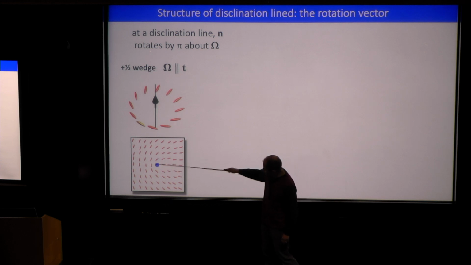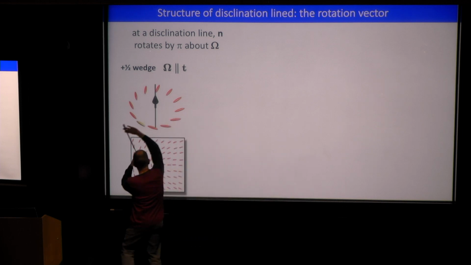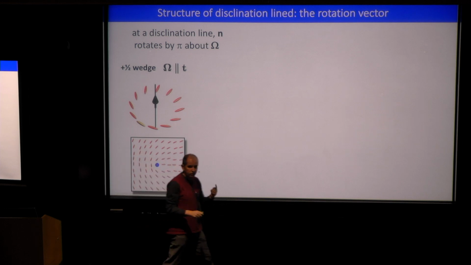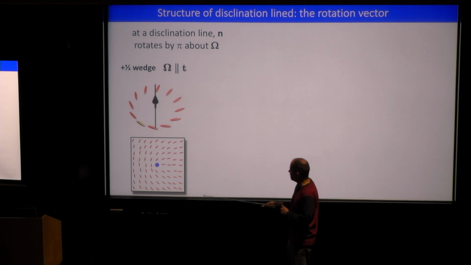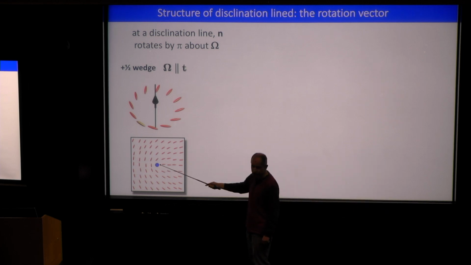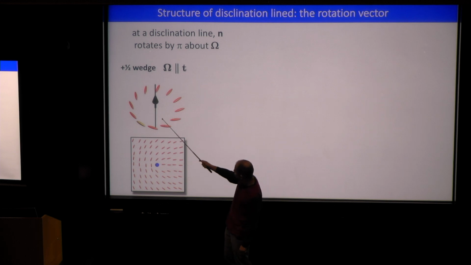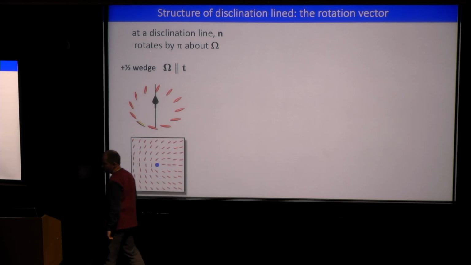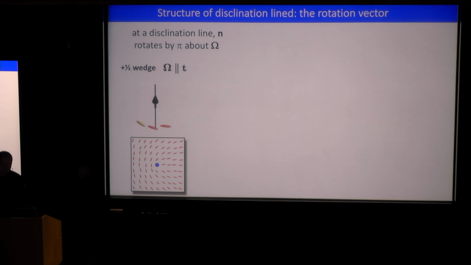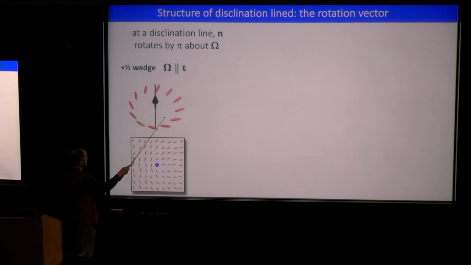If I go around this defect, I can take this rod and rotate it, and the rod rotates by 180 degrees. It can rotate by 180 degrees because we have a nematic order parameter, so there are no arrows here. And this is your classical +1/2 defect. The way we mark it is with this vector omega, indicating the direction in which the rods are orienting. Then I go around this core, around this vector omega, and I create this +1/2 defect.